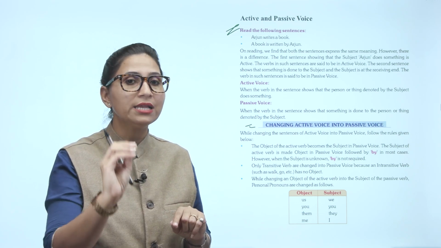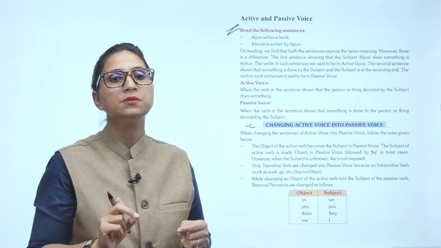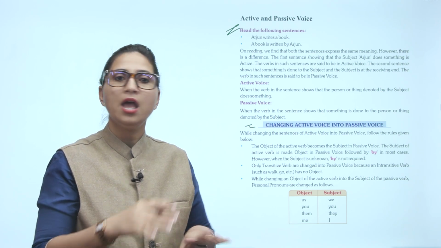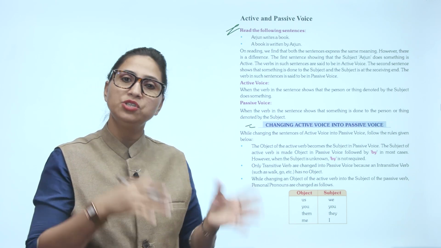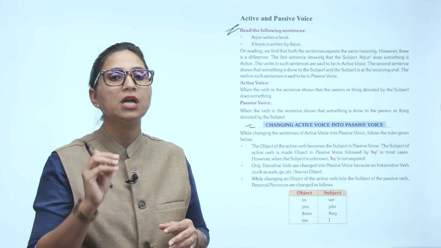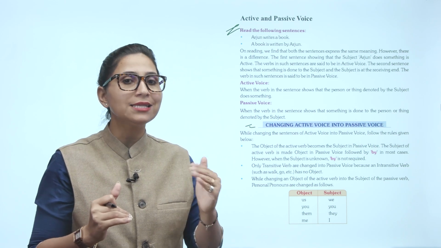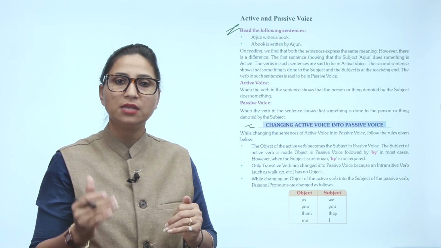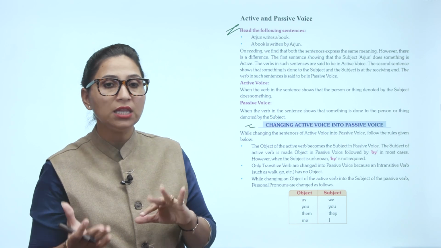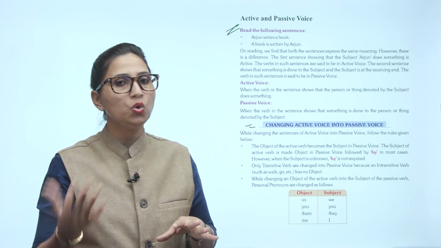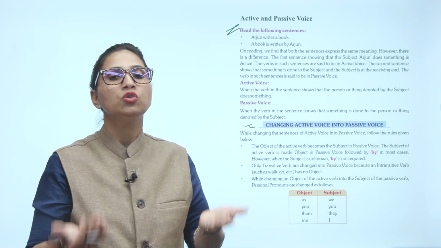Second, only transitive verbs are changed into passive voice, because intransitive verbs such as walk, go, etc. have no object. While changing an object of the active verb into the subject of the passive verb, personal pronouns are changed as follows. So object and subject. Object: us, you, them, me, and subject: we, you, they and I. So you can see that "we" became "us" in the object, "you" stayed the same, "they" became "them" in the object, and "I" in the subject became "me".